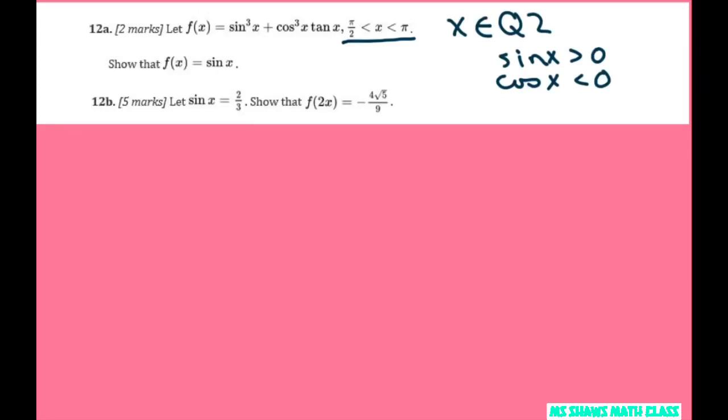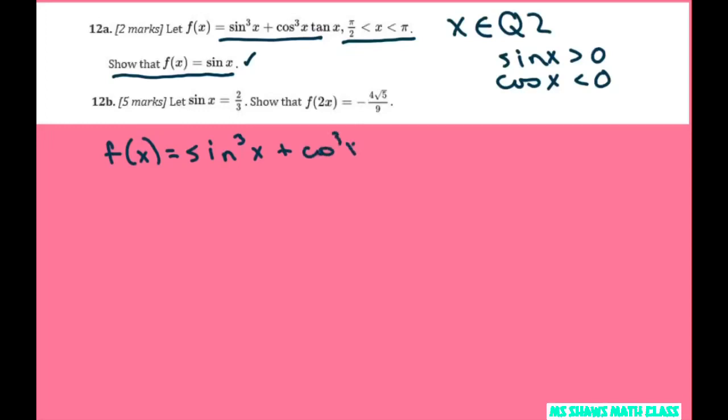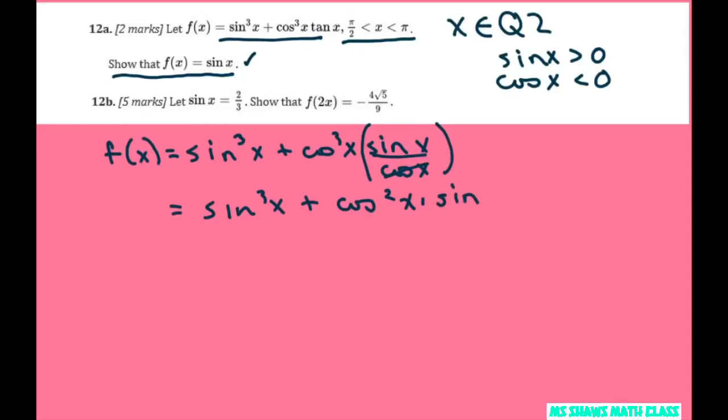So first of all, we have to show that f of x, when simplified, equals sine of x. So let's take care of that. But first, let's write our tan x as sine x divided by cosine x. All right, now simplifying, we get sine cubed x plus the cosine will cancel and you only have one cosine squared x times sine x.